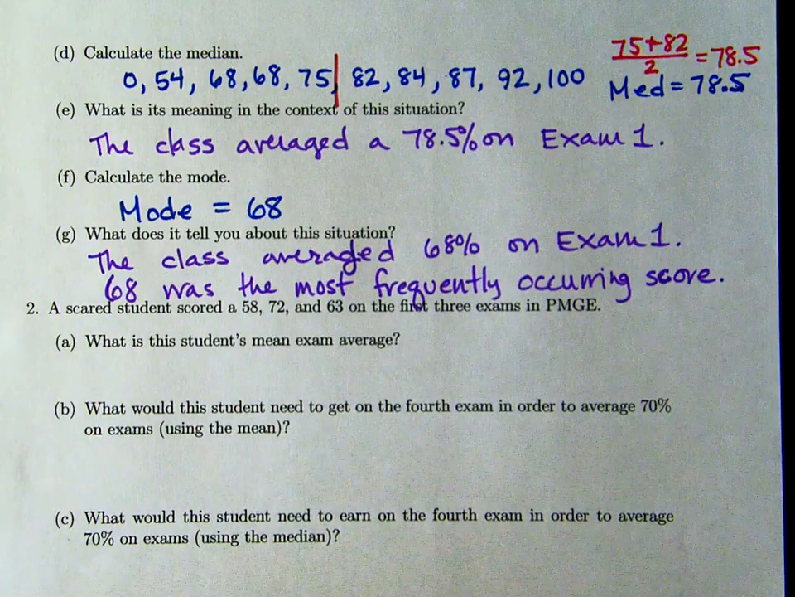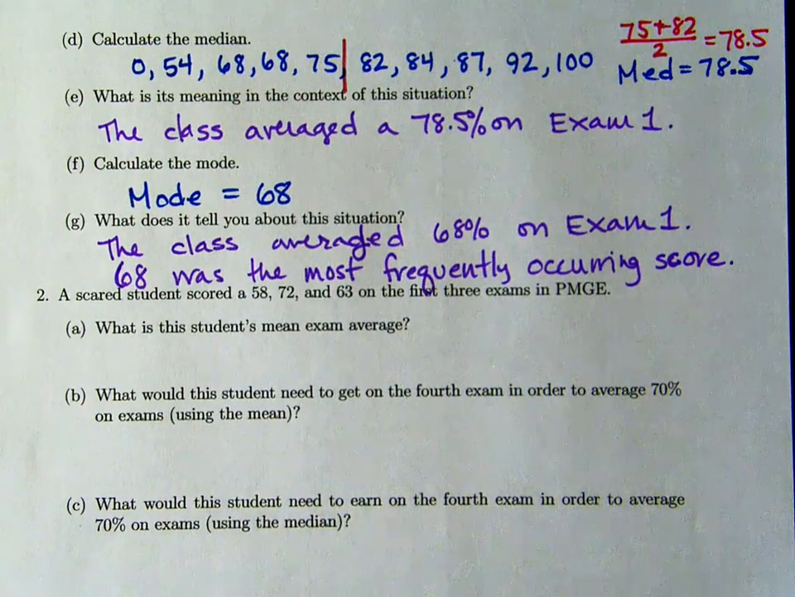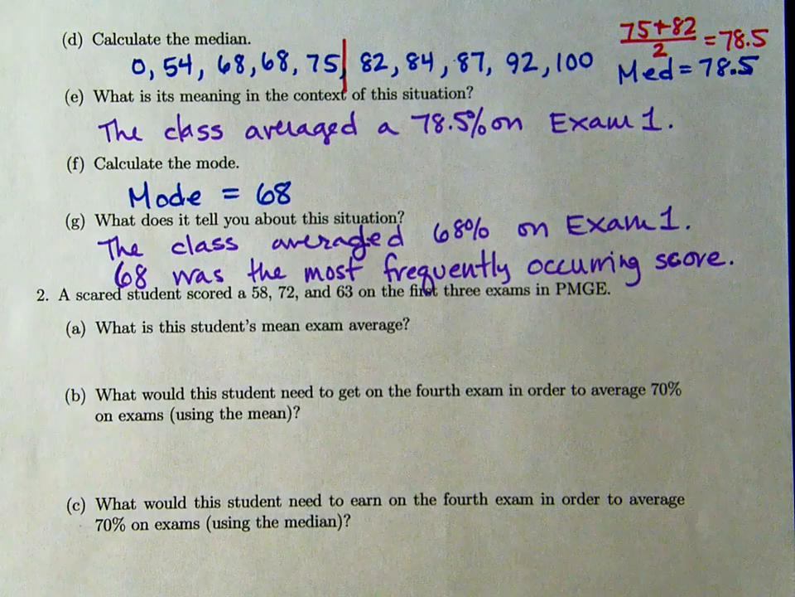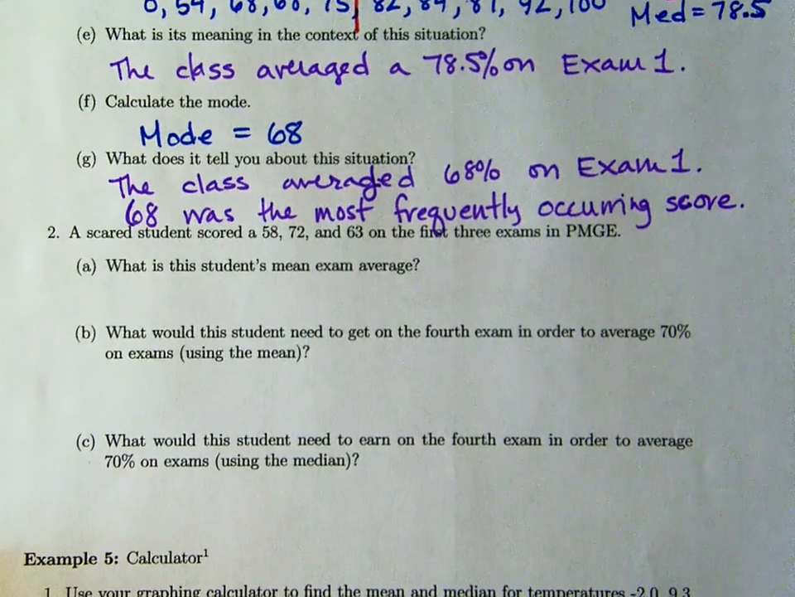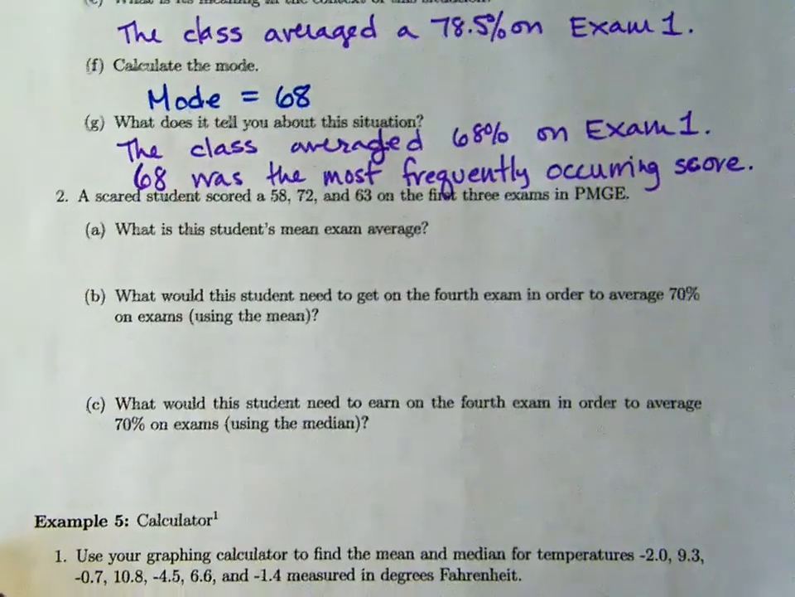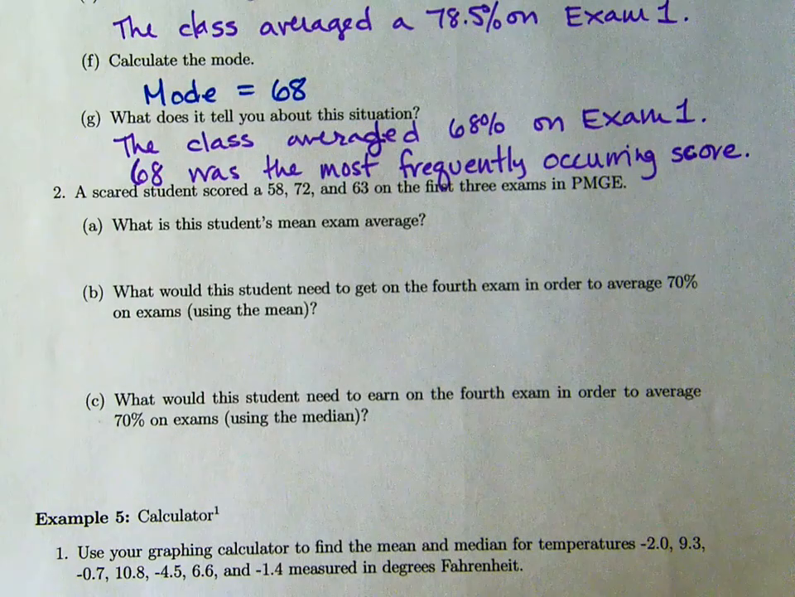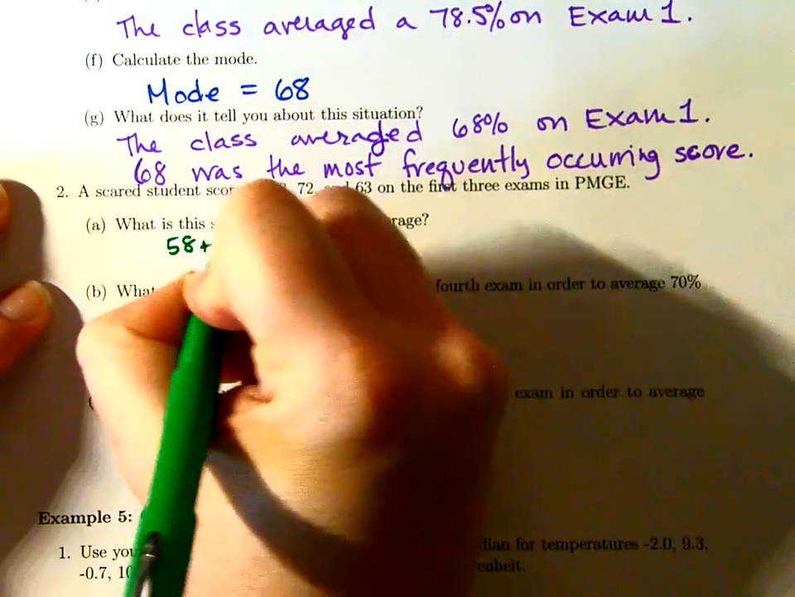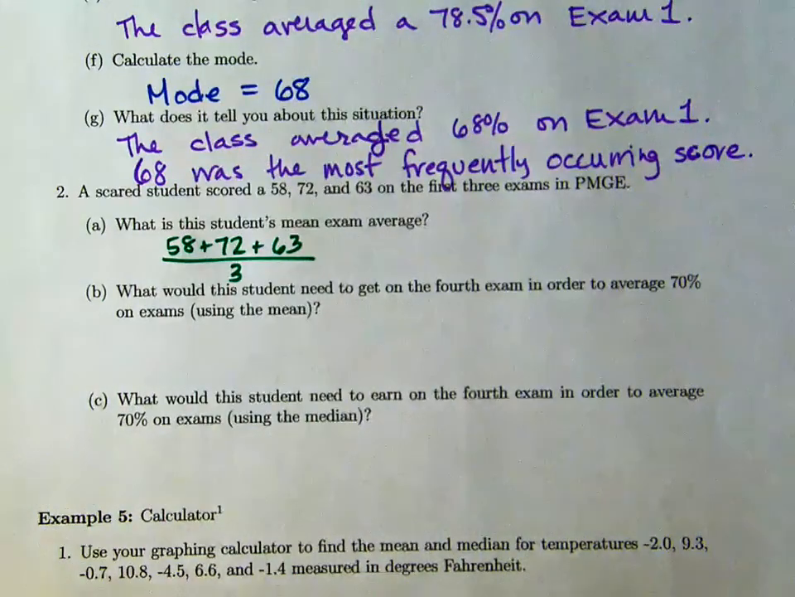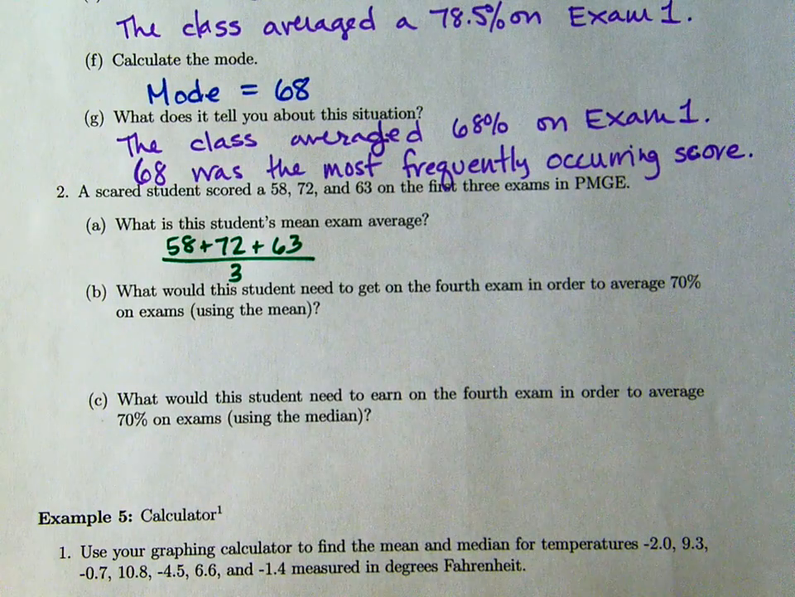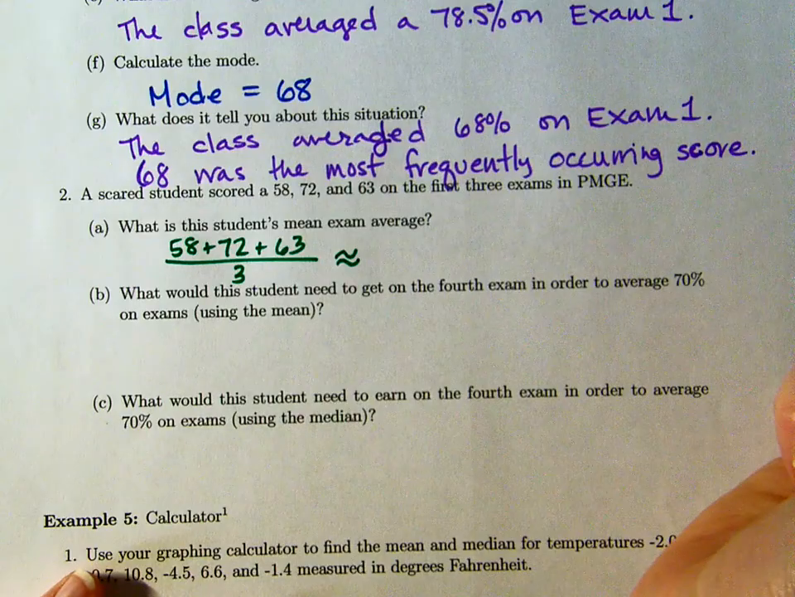A scared student scored a 58, a 72, and a 63 on the first 3 exams in this course, Preparatory Mathematics for General Education, the course that goes into Gen Ed Stats and Gen Ed Math. What is the student's mean average right now as it stands? So we would add these and divide by 3. Let's do that. Handy calculator, 58 plus 72 plus 63, enter. Then divide by 3, and I have to round it because it's an infinite decimal.